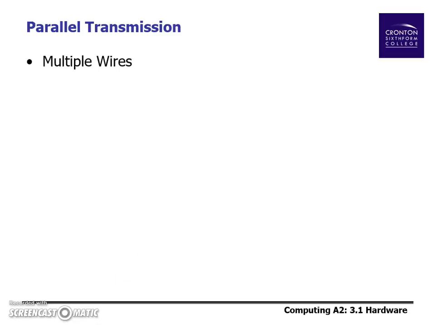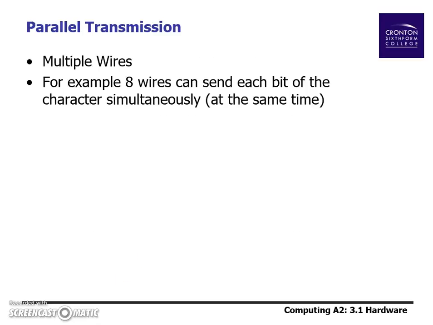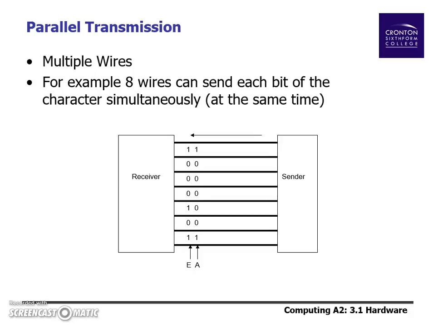Okay, parallel transmission is where we're looking at multiple wires. So for example, 8 wires can be used to send each bit of the character simultaneously, at the same time. If we look here, all of the bits for the letter E are being sent and received at the same time. And then all the bits for A are being sent at once and then received at the same time by the receiver.